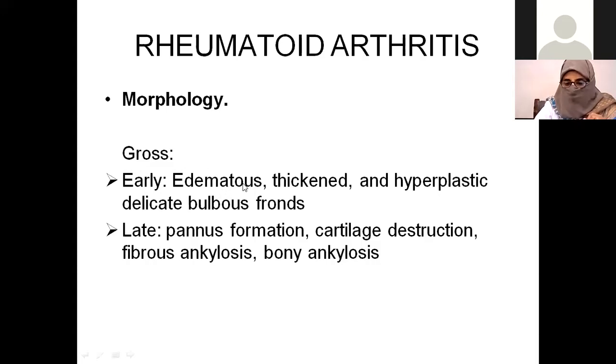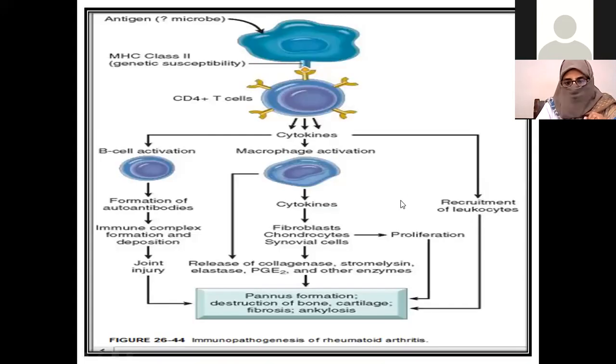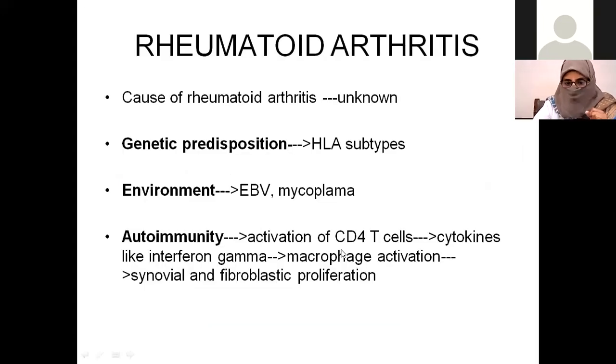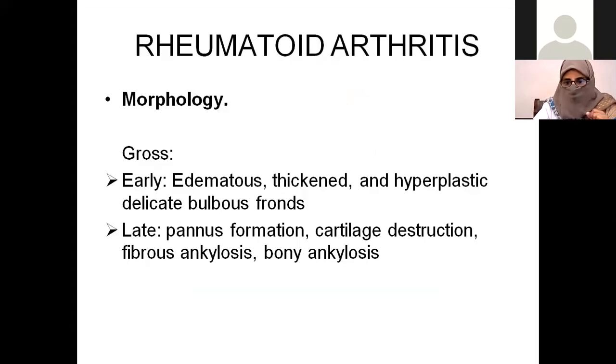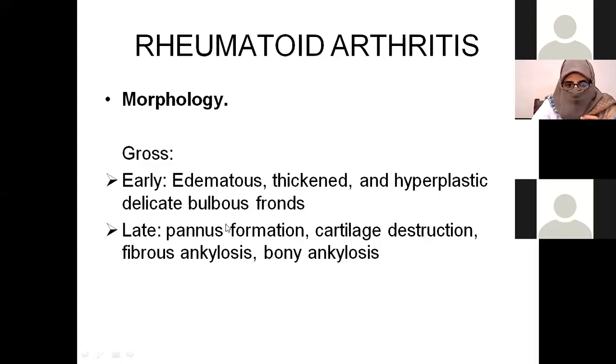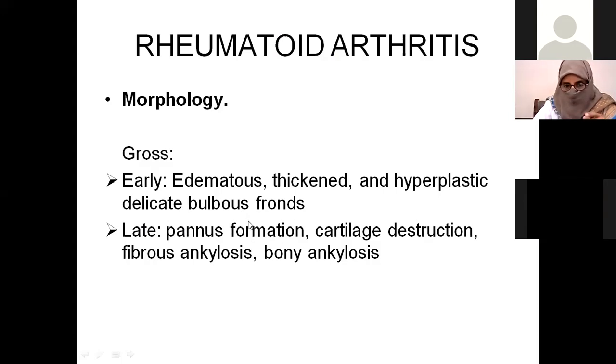The joints become edematous, they become thickened and hyperplastic. Why hyperplastic? Because over here we have seen that the cytokines are released, there is macrophage activation, and they are causing the proliferation of all these cells, which are fibroblasts, chondrocytes, and synovial cells. So when there is proliferation of all these cells, there is actually hyperplasia. So it becomes hyperplastic. And what happens in the late stages? There is pannus formation. What is this pannus formation? I'll discuss this in the next.